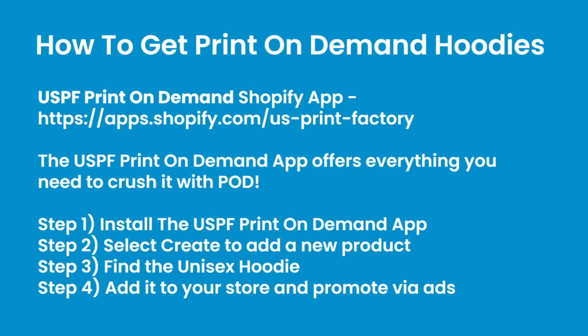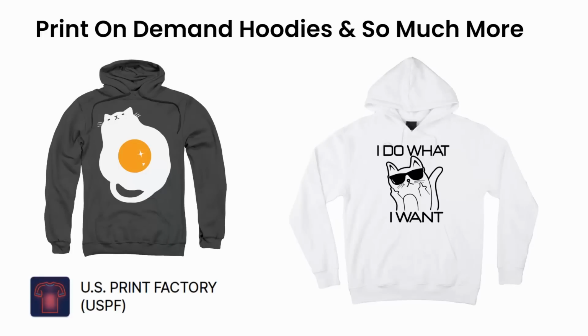Step 2, you'll click create, and you'll be able to select a new product. We're going to find the unisex hoodie, great for men and women, and we're going to add it into your store. You'll promote it via ads or emails or social media, however you promote your products. So very powerful. You'll be able to build hoodies like these, and just in a couple minutes. We'll go over the shoulder. You'll see just how easy it is, but it's hoodies and so much more.